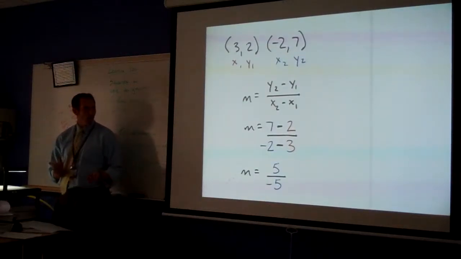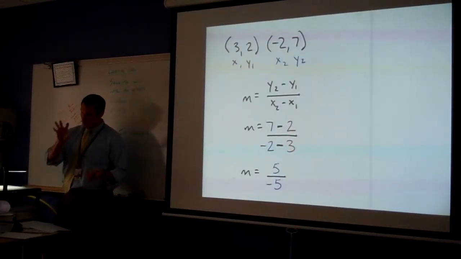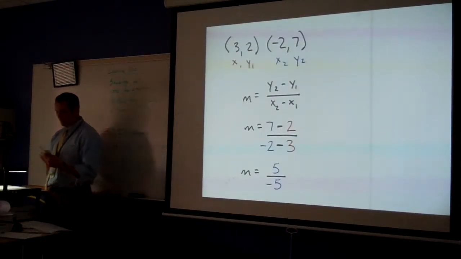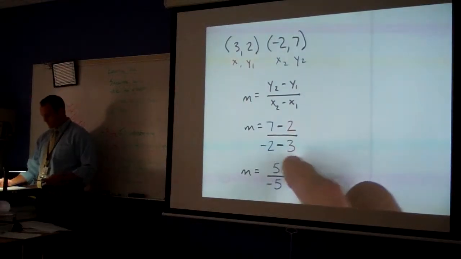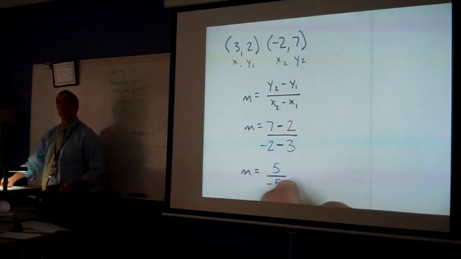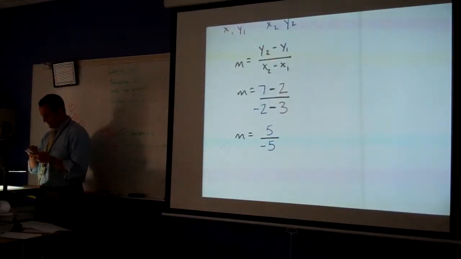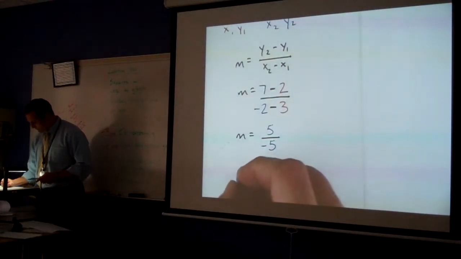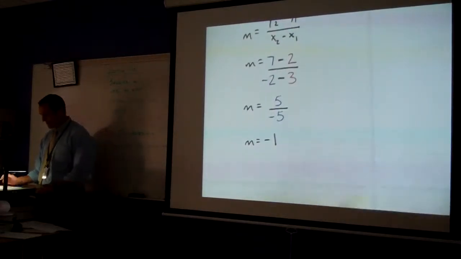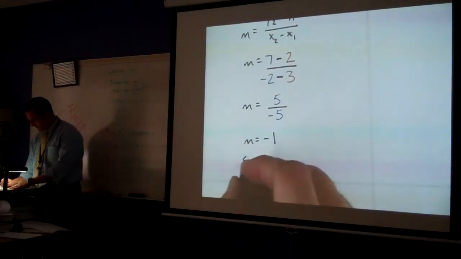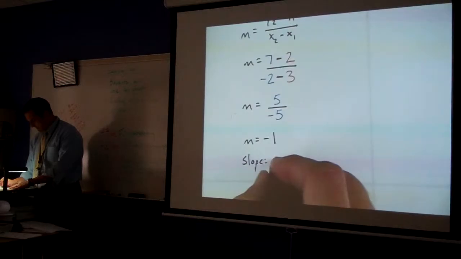And all we do now is simplify that fraction. Again, the other piece of previous knowledge, simplifying fractions. We're going to simplify that fraction if possible. Can we simplify 5 over negative 5? Of course we can. That turns out to be -1. So the slope of the line passing through these 2 points is -1.